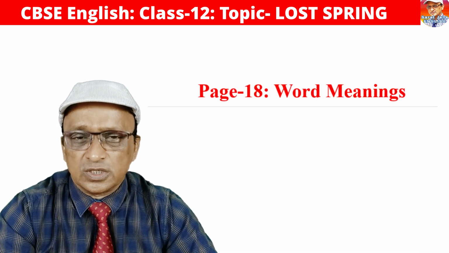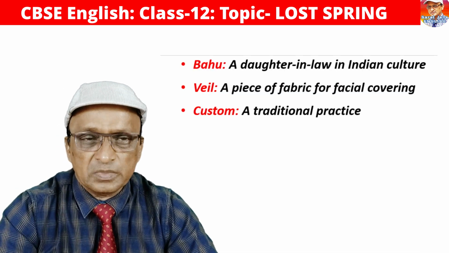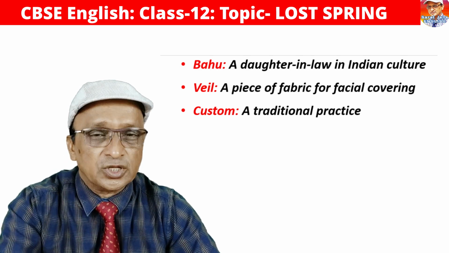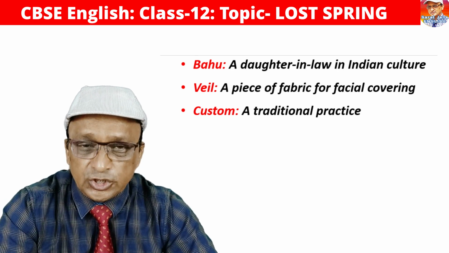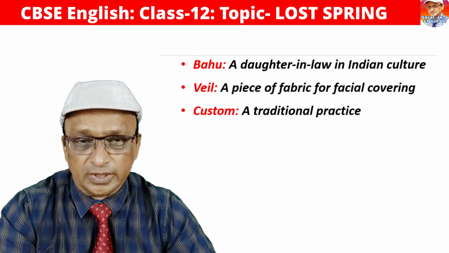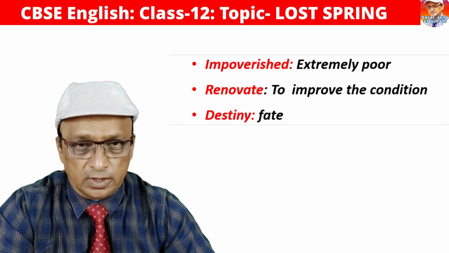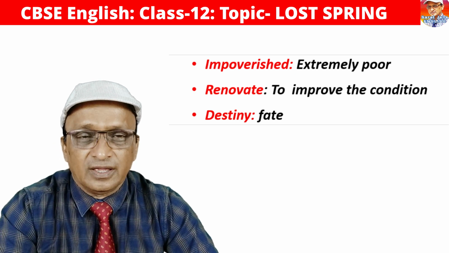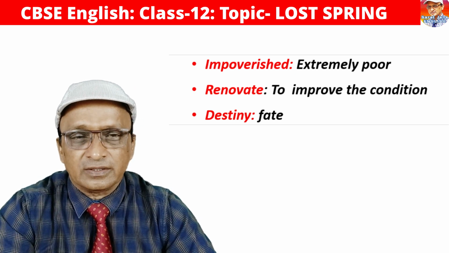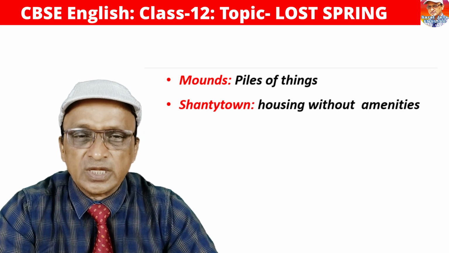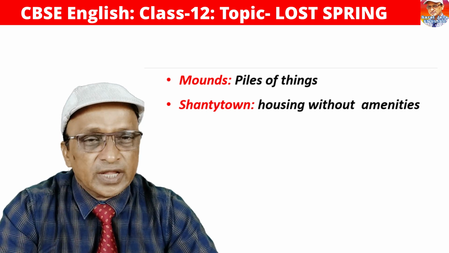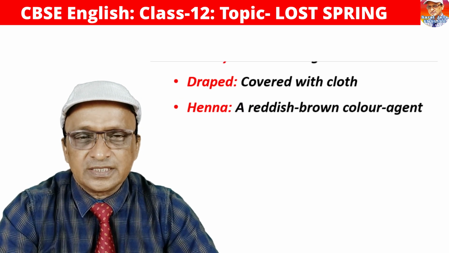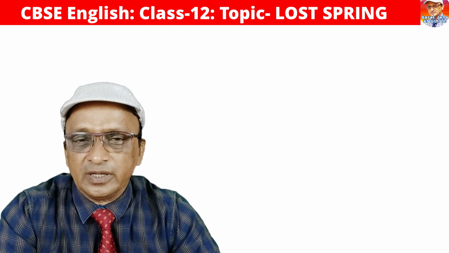In page 18, we have some words and meanings of which you should know. Bahu means daughter-in-law in Indian culture. Veil means a piece of fabric for facial covering. Custom is a tradition, widely accepted practice or behavior. Impoverished means extremely poor. Renovate, to improve the condition of a building. Destiny is a predetermined course of events or fate. Mounds means piles or heaps of things. Shanty town, ordinary housing without amenities. Draped is covered with cloth. Henna is a reddish brown color agent for temporary body art.